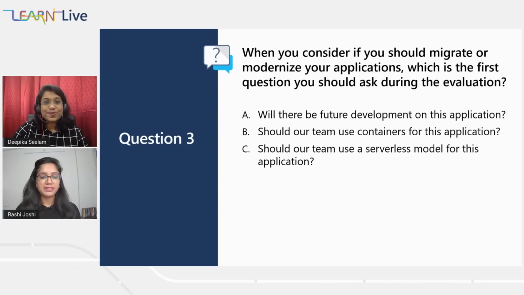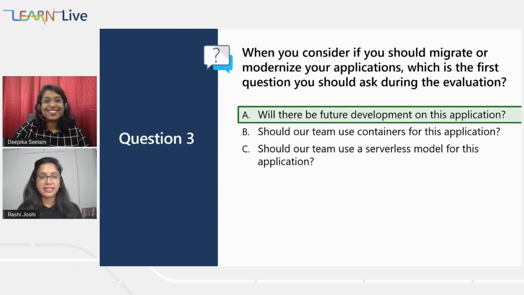You're bang on, Deepika, and I see the results. The majority of our folks have said option A, which is the right answer. So yes, if an application has a future development, it's a key question to ask when you are evaluating your cloud migration, and that's when you decide if this should move to a platform as a service. Should you move the infra, or should you actually modernize once in cloud?